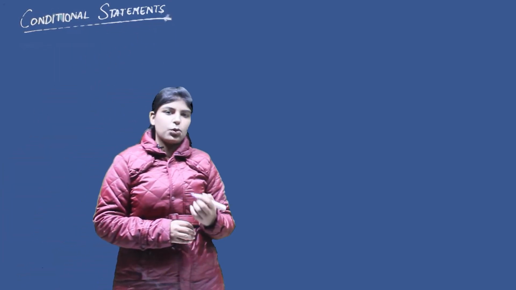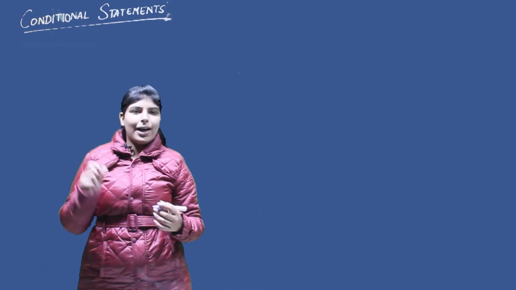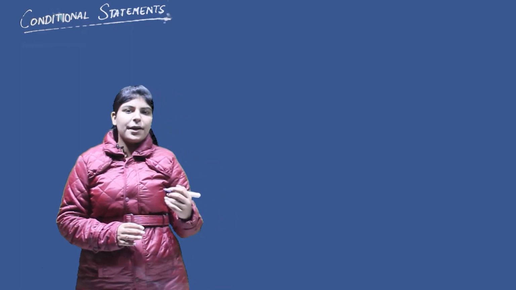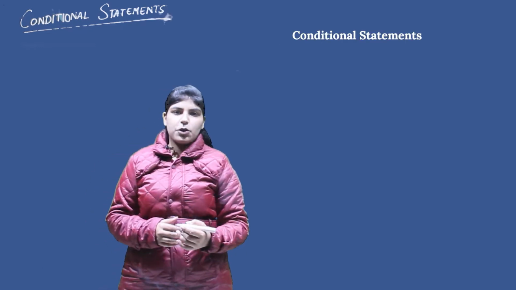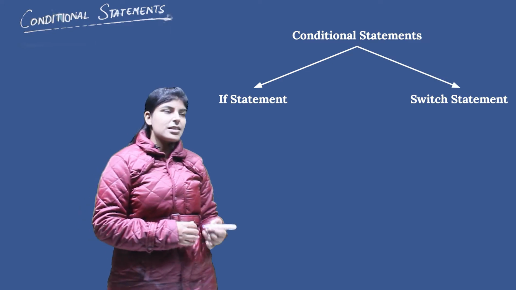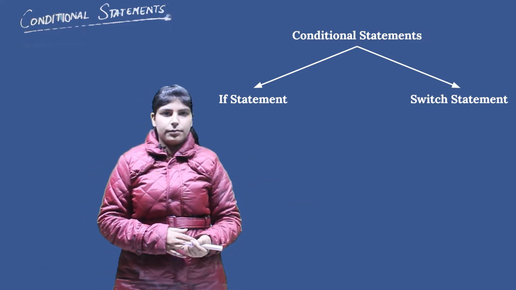Conditional statements are those statements which decide which statement is to be executed and when it is to be executed. So what they do is they evaluate a Boolean expression and control the program flow depending upon the result of that condition. In Java, we have two types of conditional statements. One is if statement and the next is switch statement. So we'll look at each of them one by one. So first we'll see if statement.